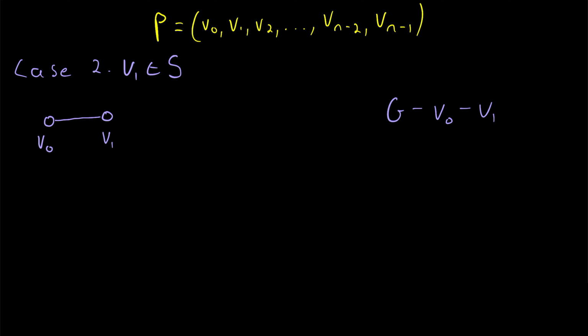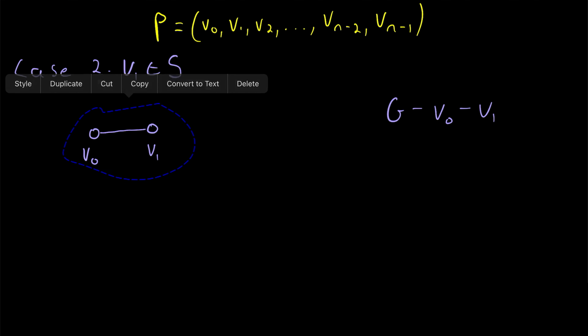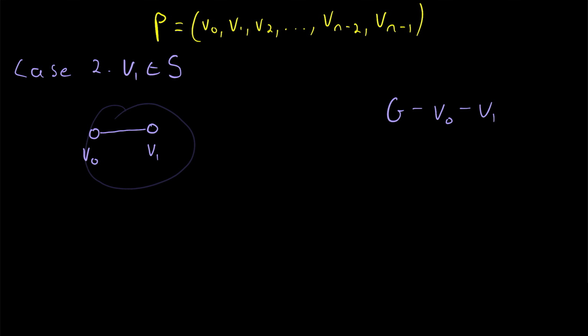Now let's do it. We know, of course, just at a glance, looking at this graph here, that no matter what vertices we delete from it, it can have at most one component. If we delete no vertices, it's got one component. If we delete one vertex, it has one component. And if we delete two vertices, it's got no components.